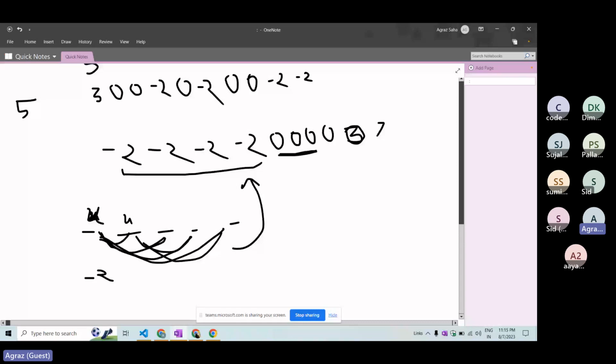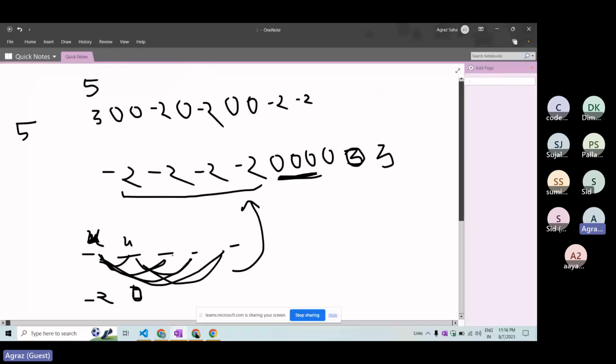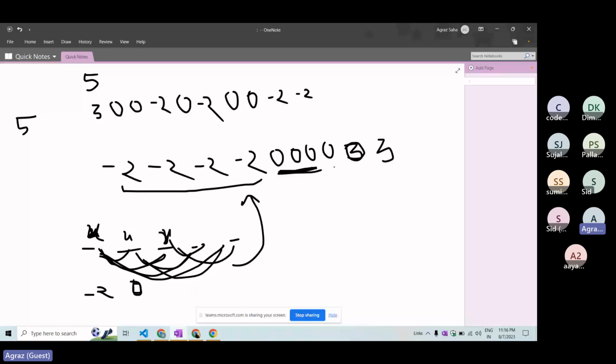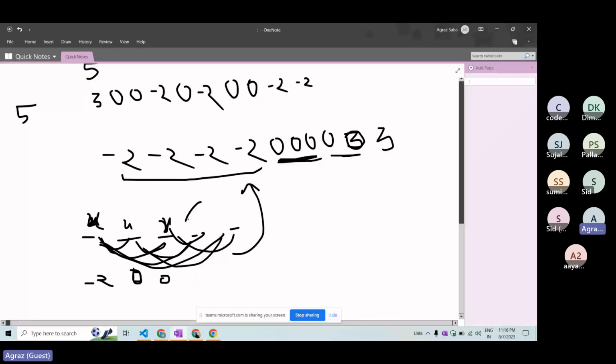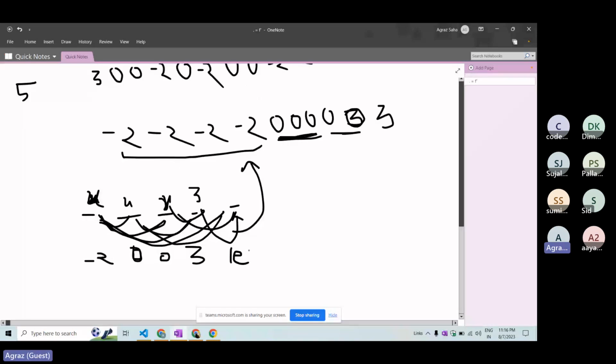Next element 0. So now see, if there is something x, it will appear 2 times. Next 2 zeros, so here will be 2 zeros. Now if there is a 3, it will appear 1 time, so it will be 3. So the rest of the elements will be the maximum element. So this is basically my approach.